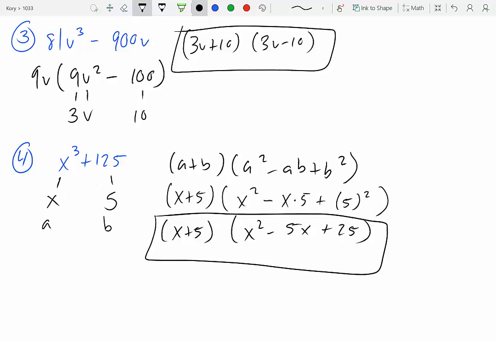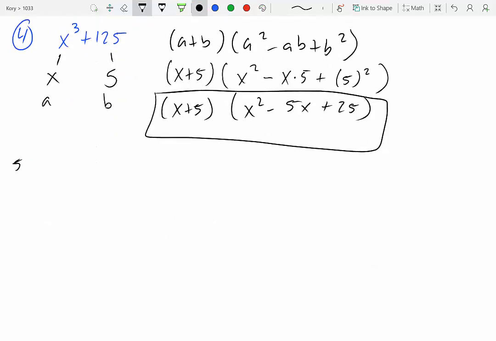Alright, last extra example, number 5. Number 5 is negative 27u cubed plus 125. Does negative 27 have a cube root? It does. Negative 3 times negative 3 times negative 3 is negative 27. So the cube root of negative 27 is negative 3, and the cube root of u cubed is u, and we know the cube root of 125 is 5. Now we combine them together, we have a plus, so we're going to use the a plus b formula.